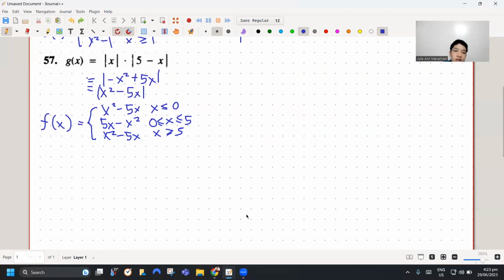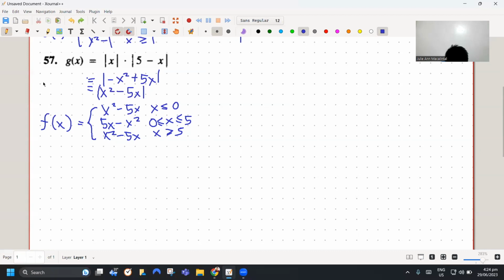Kailan yung maximum ng 5x minus x squared? Or ano yung value ng maximum? Di ba po minimum to? Opening upwards eh. Hindi, yung maximum. Yung 5x minus x squared. Oh, okay. So negative 1 saka 5.